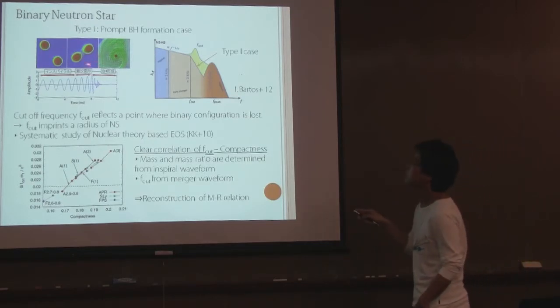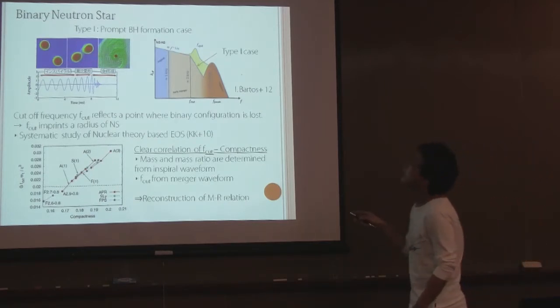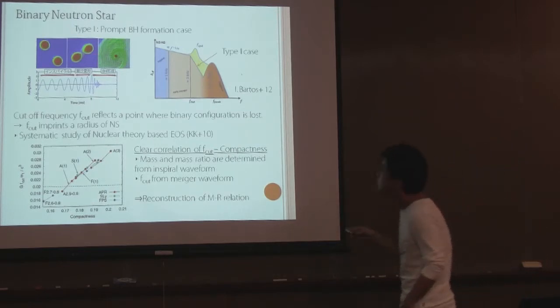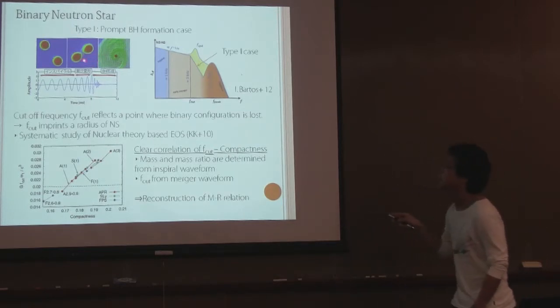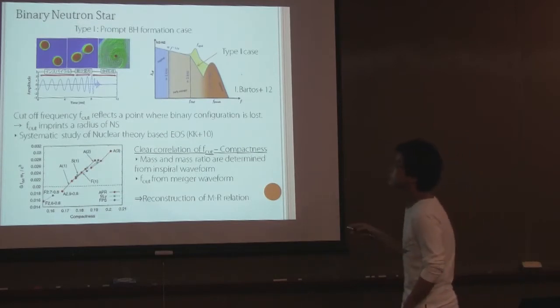Because, as you know, gravitational waves are efficiently emitted if the system has a binary shape. And the point where the system loses the binary shape depends on the radius of the neutron stars. That means the cut frequency carries information about the radius of the neutron stars.